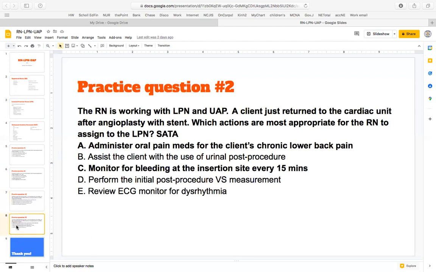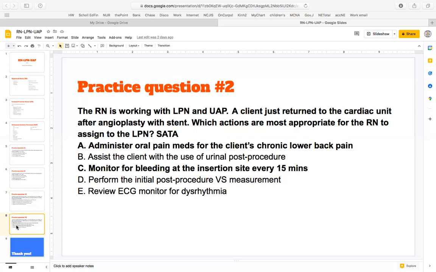Okay, so the answer for question number 2 is LPN. Okay, so sorry, let me read this question real quick, just in case you're not actually watching the YouTube and you're just listening on your way to school, so you know what to pick. RN working with LPN and UAP. Client just returned from the cardiac unit after angioplasty with stent. Which actions are most appropriate for RN to assign to LPN?